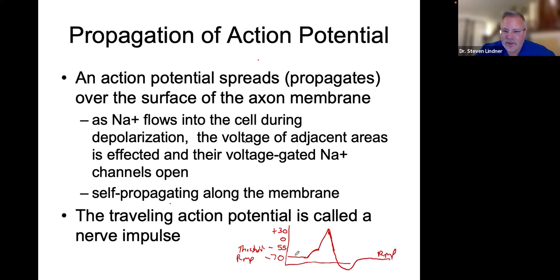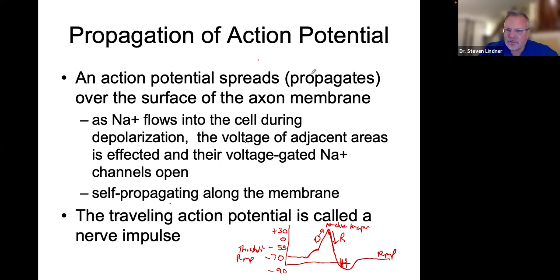So this is RMP. This is a little threshold. This is depolarization. When you hit positive 30, that's where the sodium gates close and the potassium opens. And then you start to move in a more negative direction. That's repolarization until you get to RMP, but the potassium channels are still open. They're slower to close. So we get to that hyperpolarization right here, where it dips maybe even to minus 90 before we come back to RMP.